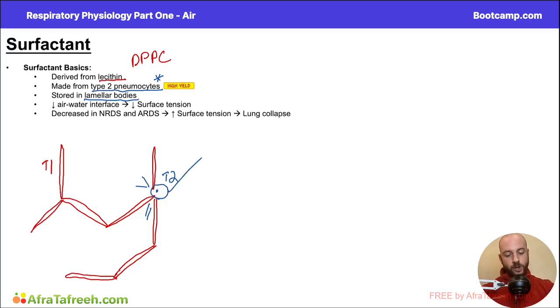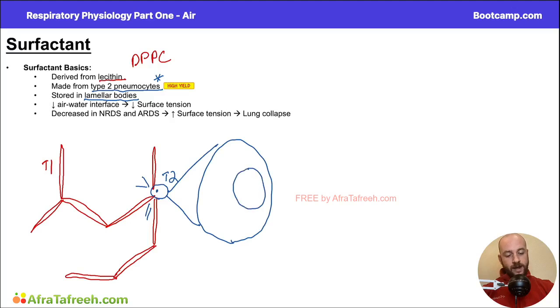So if we were to blow up a type 2 pneumocyte and we were to analyze it under an electron microscope, we would see an organelle that kind of has all these flat membranes that are layered into lamellae. And this is called a lamellar body, and it stores surfactant within the type 2 pneumocytes.